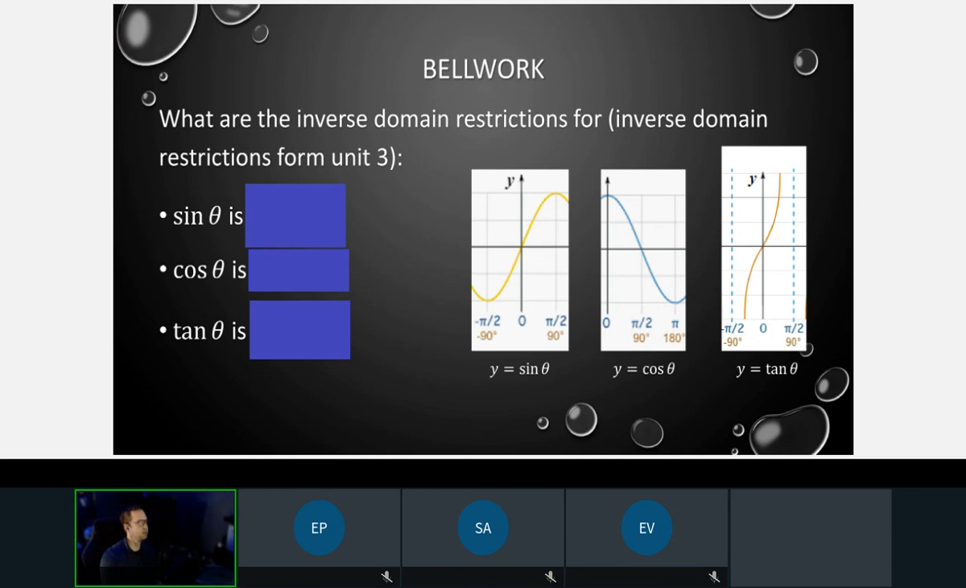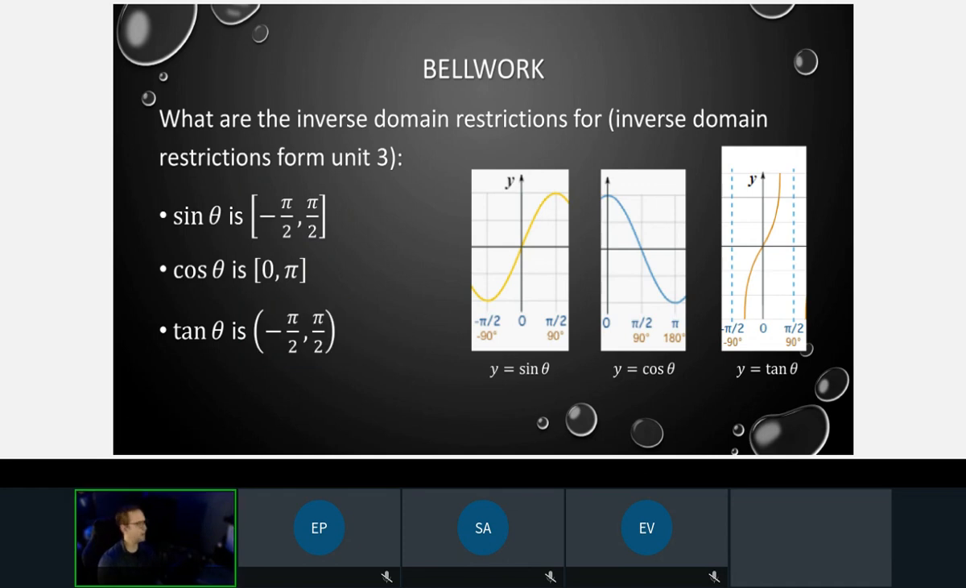For sine, the domain restriction is from negative pi over 2 to pi over 2. The domain restriction for cosine is from 0 to pi. And for tangent, it is from negative pi over 2 to pi over 2, and those are asymptotes, so it's parentheses. So just a little reminder.